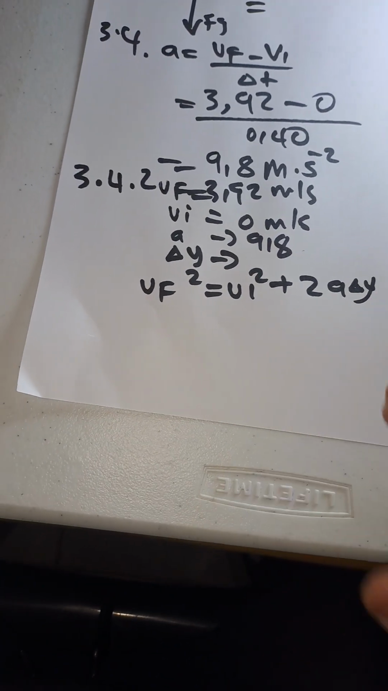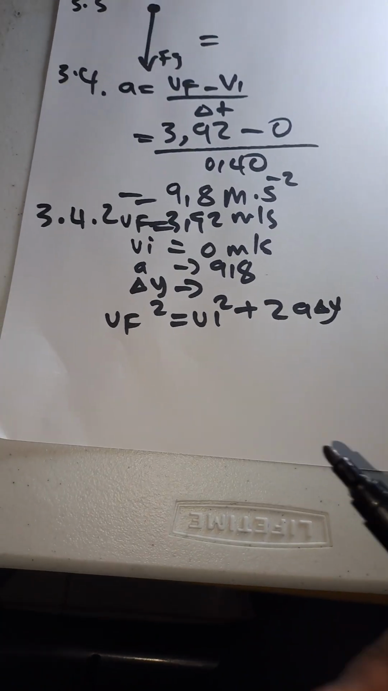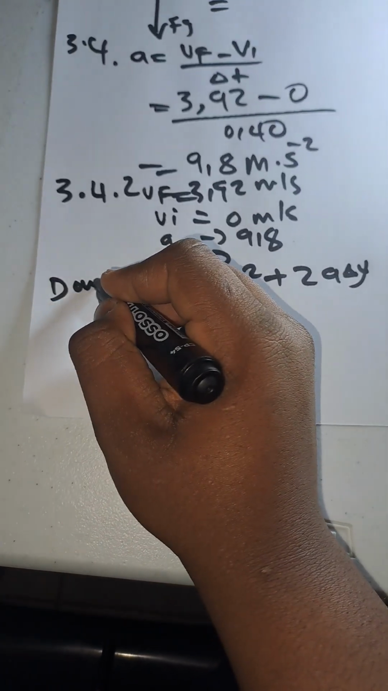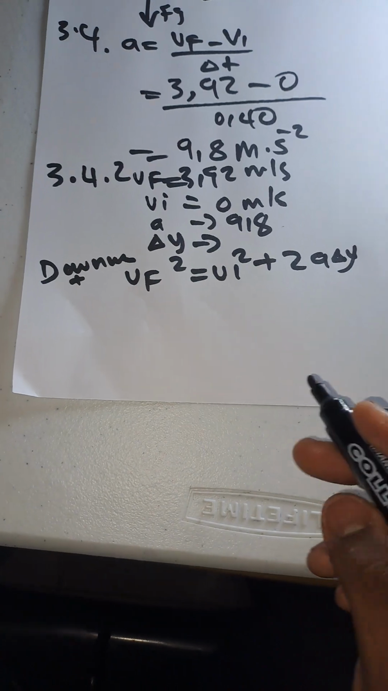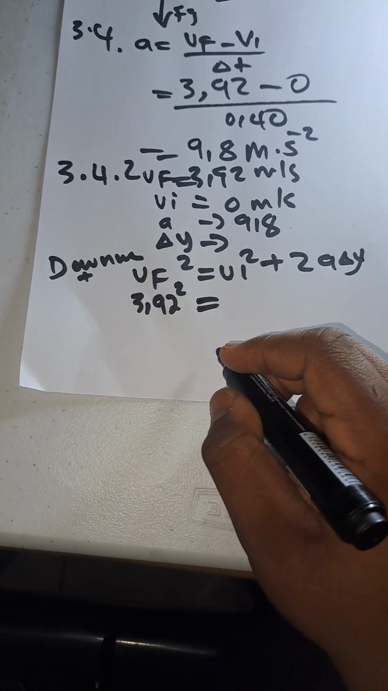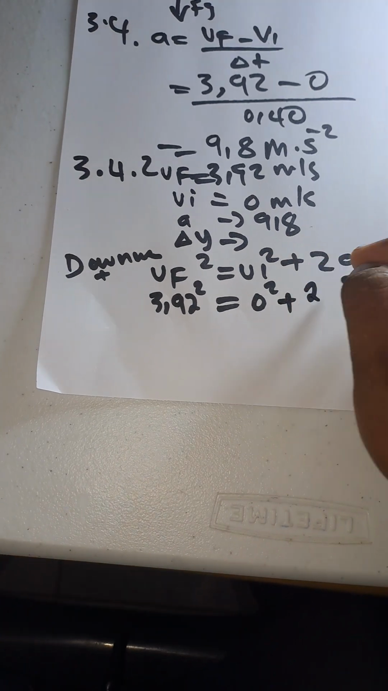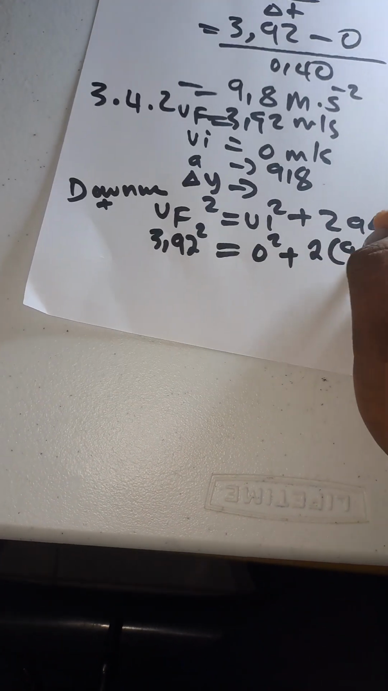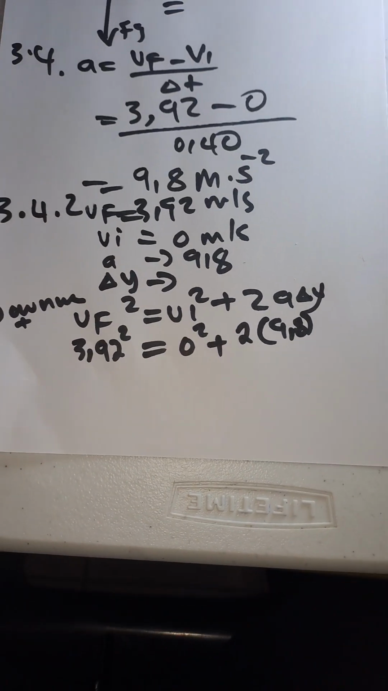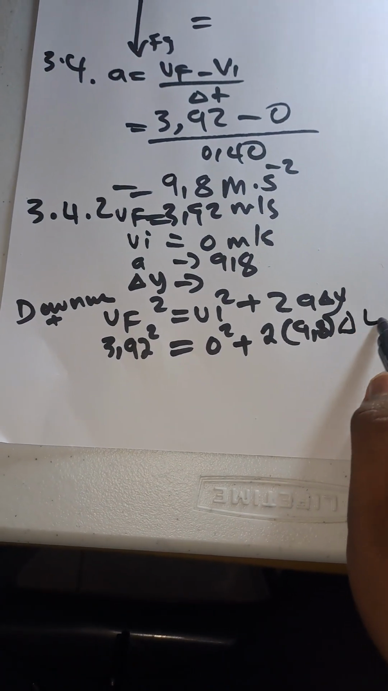For now you can take downwards as negative or downwards as positive, but for me, I'm going to take downwards as positive so that I'm not confused. So downwards is positive. Okay, so what is my final velocity? 3.92 squared is equal to my initial velocity, 0 squared, because it was dropped, right? So plus 2, what is my acceleration? 9.8. I need to know the value in physics. Acceleration is 9.8 meters per second squared downwards. But now I said I'm going to take downwards as positive. Then times delta y.